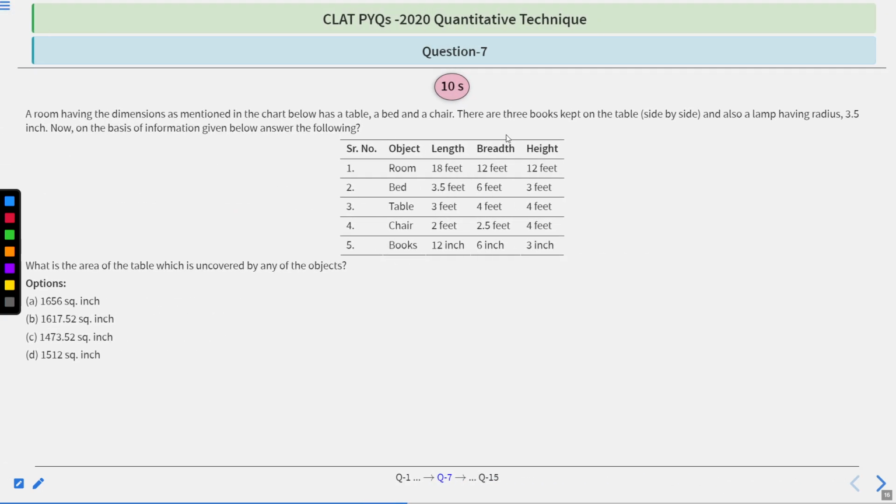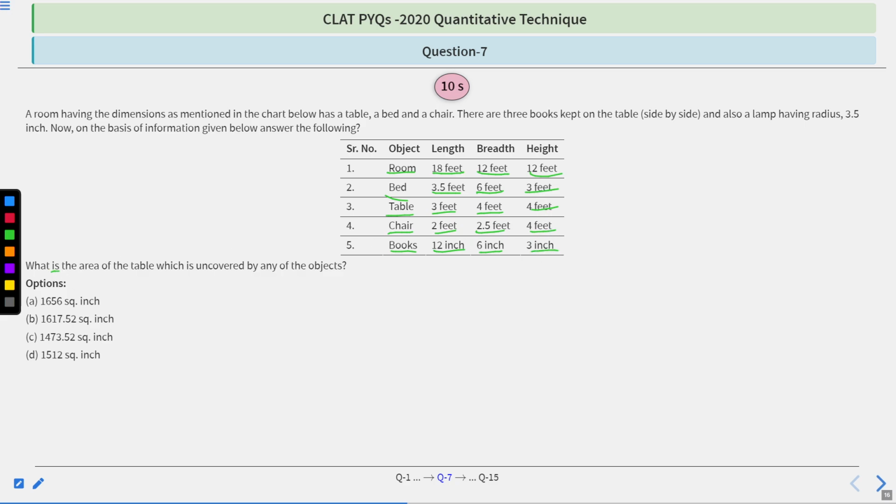Here the same information is given to you. Let me just directly go through over this table. So room's length is 18 feet, breadth is 12 feet, height is 12 feet. Bed's length is 3.5 feet, breadth is 6 feet, height is 3 feet. Table's length is 3 feet, breadth is 4 feet, height is 4 feet. Chair's length is 2 feet, breadth is 2.5 feet, height is 4 feet. Book's length is 12 inches, breadth 6 inches, height 3 inches.